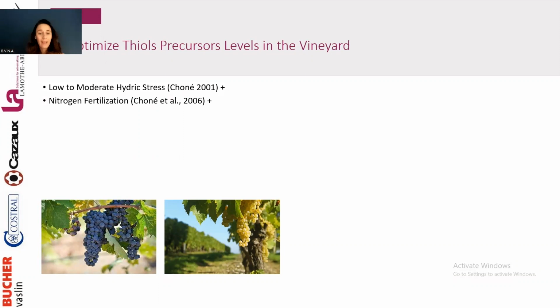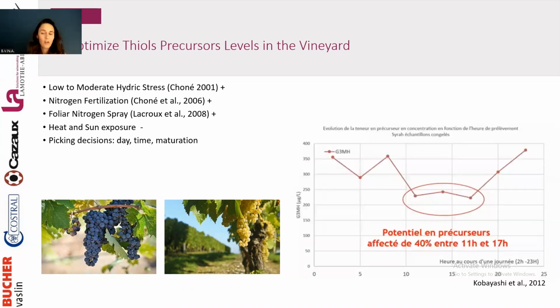Nitrogen fertilization will help thiolic precursors formation in the berries. Foliar nitrogen spray, that's a huge impact. Actually, we see very good results on red and on white varieties to increase thiolic compounds production. The heat and the sun exposure will decrease the concentration of thiols in the berries. And then the picking decision. Picking decision, of course, depends on the maturation, we all know this.